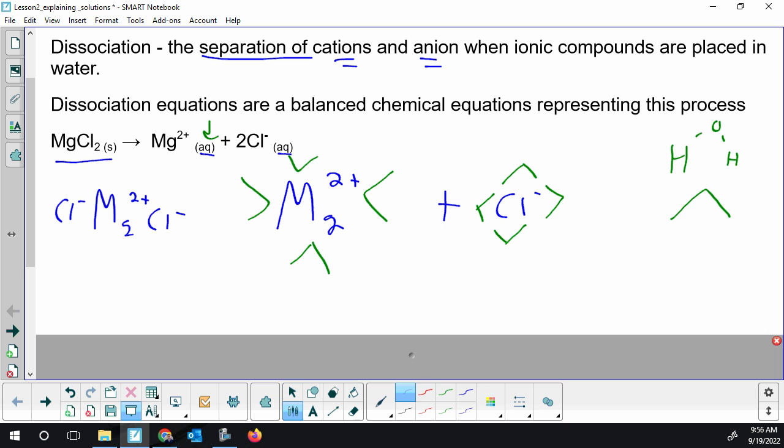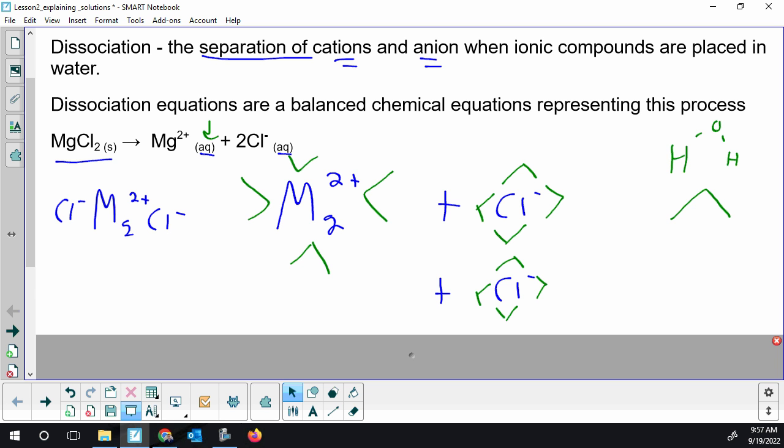So that'd be one of the chlorides. The other chloride is also totally separate and surrounded by water. So where they were attached to the magnesium at the beginning, they're now totally separated. So in the magnesium chloride formula unit, the convention is if there's more than one ion, you write it as a subscript because it's all locked together.